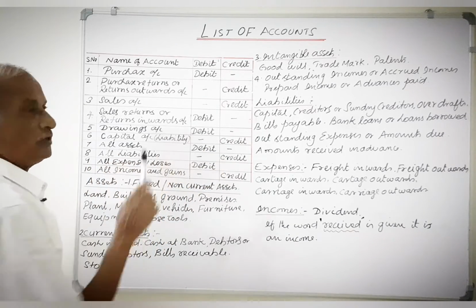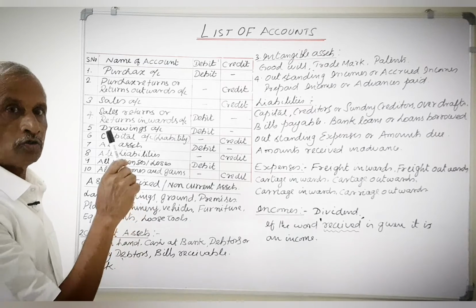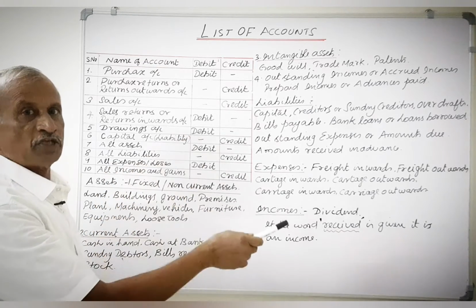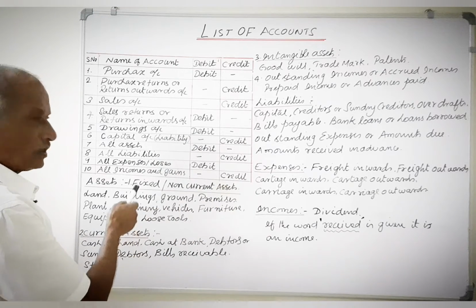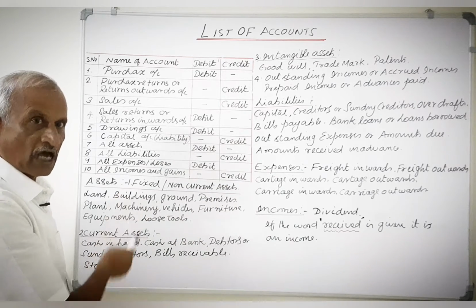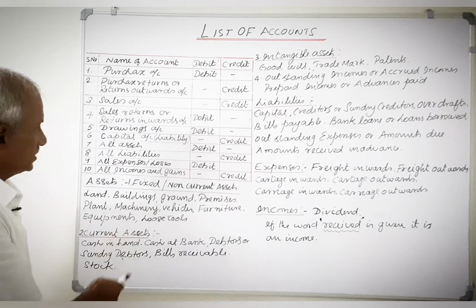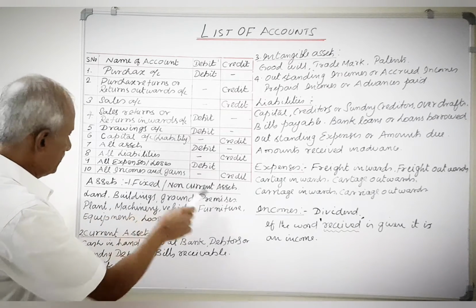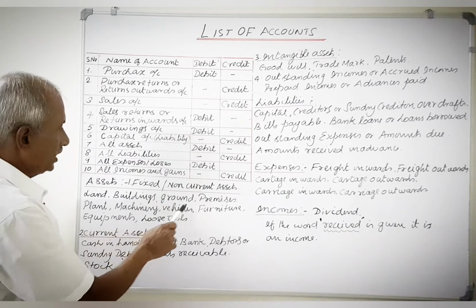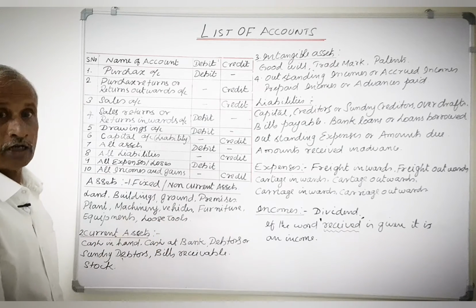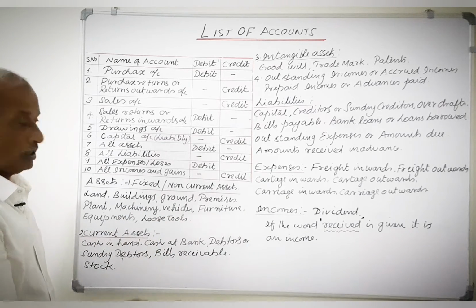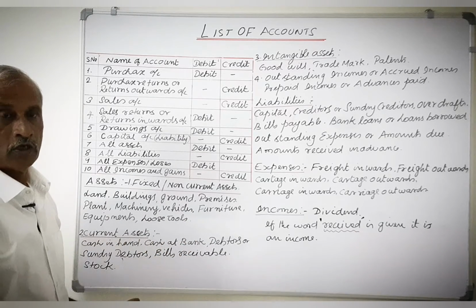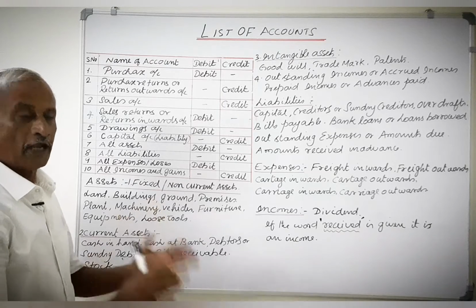All assets show debit balance. So if you come across an asset, show it on the debit side of the trial balance. For your reference, I have given some of the assets. Non-current assets: land, buildings, ground, premises, plant, machinery, vehicles, furniture, motor car, scooter, then furniture, equipments, loose tools. All these will appear on the debit side of the trial balance.